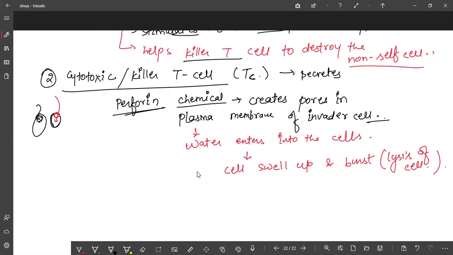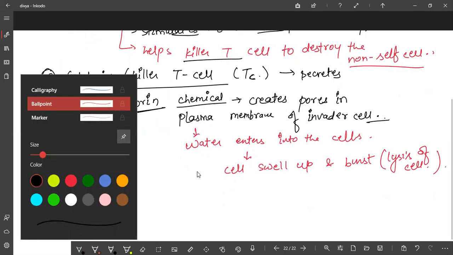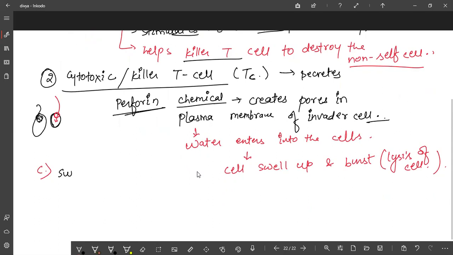So this is the second type of T lymphocyte. One more is there, that is called suppressor T cell. This is not given in NCERT, but this is a concept-based question through which questions are asked in the NEET examination, because you have to appear in NEET also. So according to that, you have to study about these types of T lymphocyte. So this is again suppressor T cell.